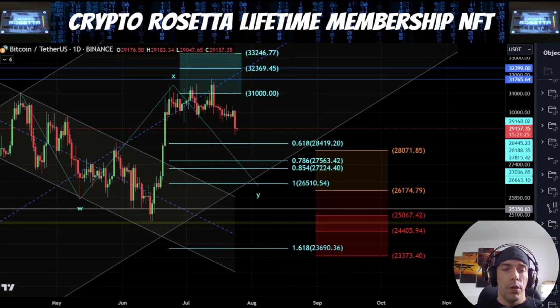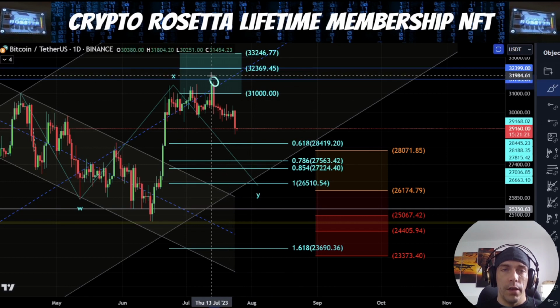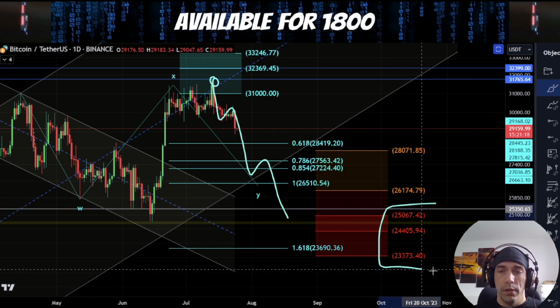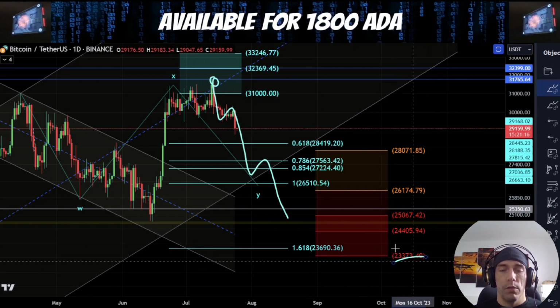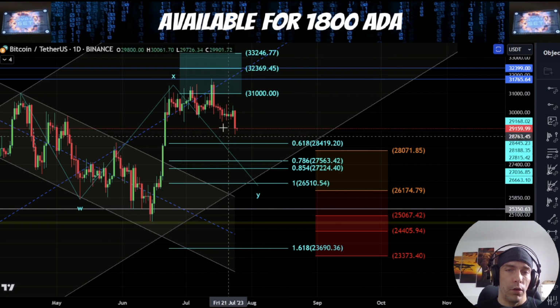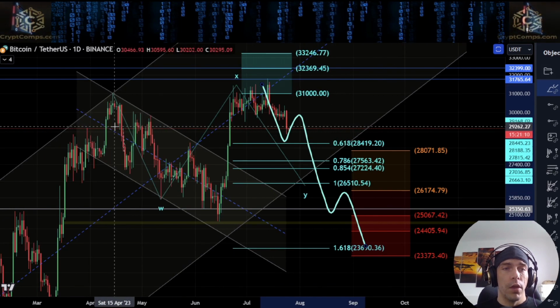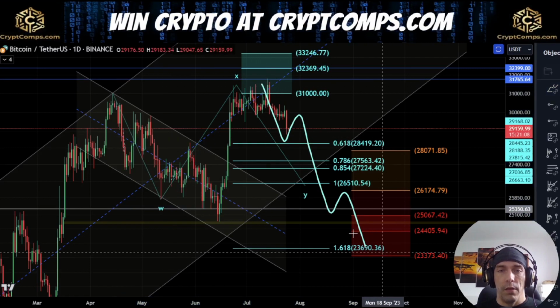Alternatively here, if we do actually look to complete into this high here, we need to just be careful that we don't get a 5-wave move to the downside. 25,067 to this 23,337 is going to be our lower target for that if we get something like a flat correction to the downside. So effectively this being A, B, and then C.